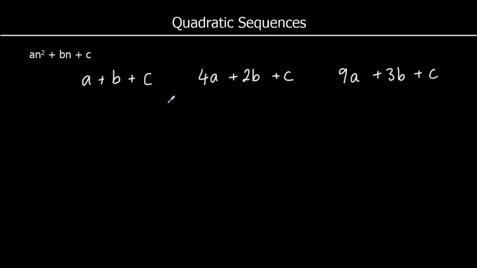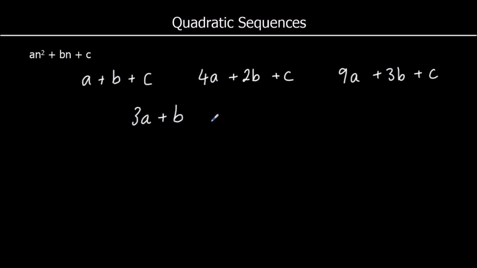So the difference between the first and the second term. What is the difference between the first and the second term? 4a take away 1a is 3a. 2b take away 1b is b. And c take away c is nothing. So the difference between the first 2 terms is 3a plus b.